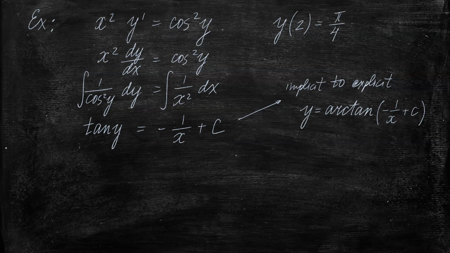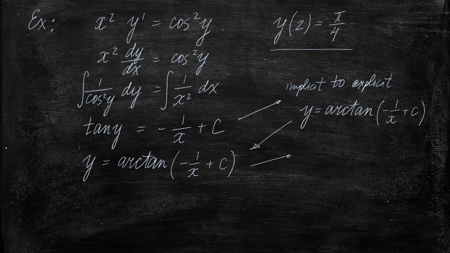So, taking this back here, we conclude that y is equal to arctan of negative 1 over x plus c. And now we're going to recognize that we have an initial condition here, and we're going to use this initial condition to find c. So again, let's take it on the side. To find c, we're going to replace x with 2 and y with pi over 4.